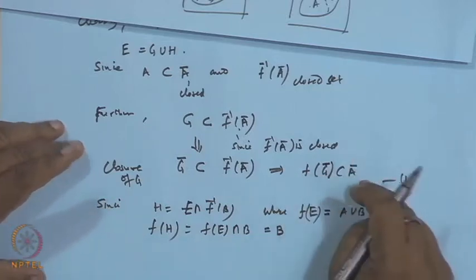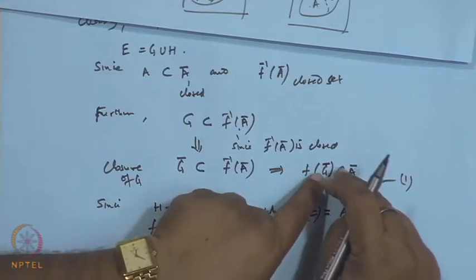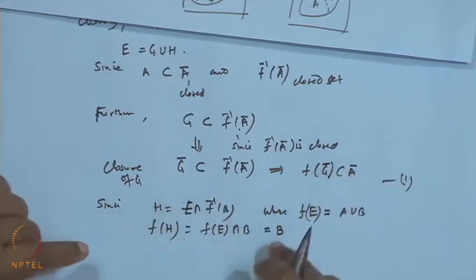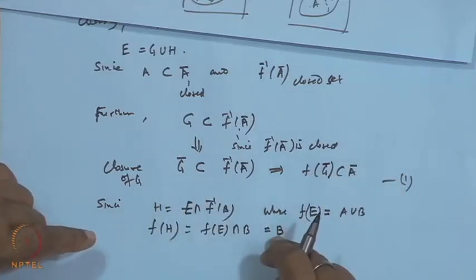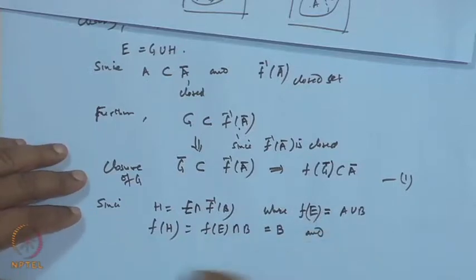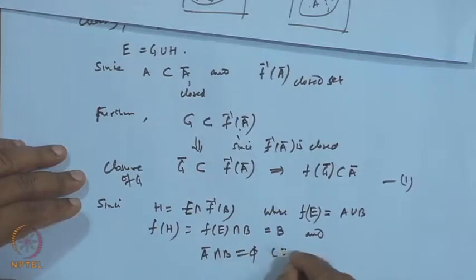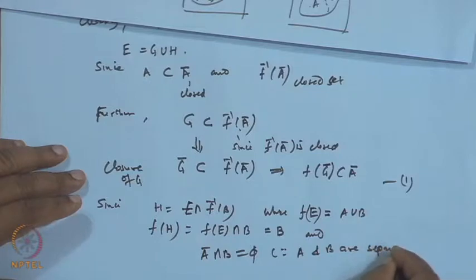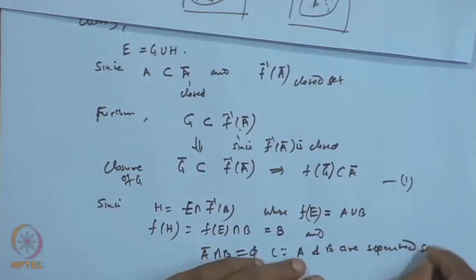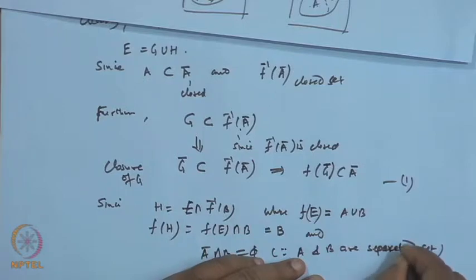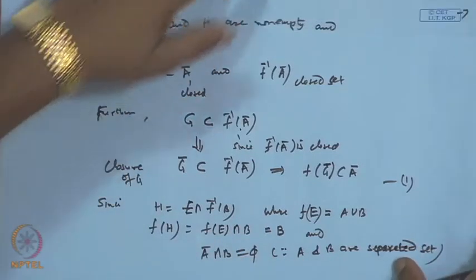Now, f of G closure is contained in A bar. A bar intersection B is empty, because A and B are separated sets. So, this is the empty set.